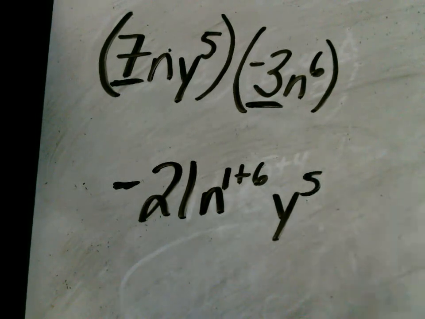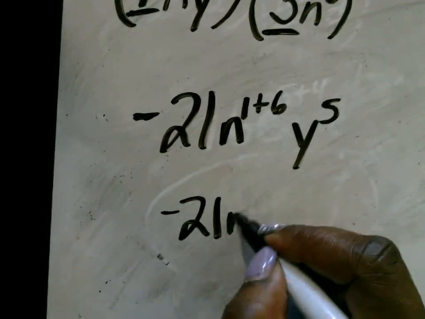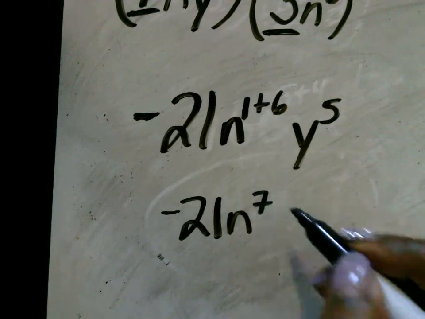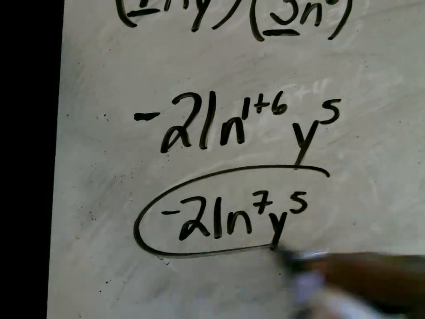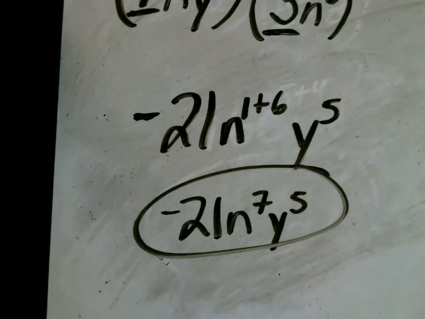5. Just the 5. So my final answer is going to be -21 N to the what power? 7th. Y to the 5th. Okay? Raise your hand if you're still struggling a little bit. Okay. All right. Okay, let's move to another type. Let's try this one, okay?